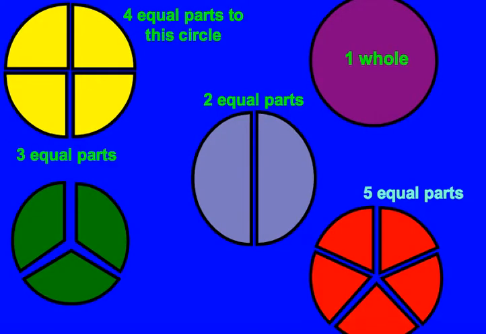Let's take a look here. We have circles once again. This is exactly how your work will be done tomorrow. There's different ways of dividing a circle up. If you don't cut your circle up, it would be one whole. Of course, you have 2 equal parts, 4 equal parts, 3 equal parts, and then of course 5 equal parts.